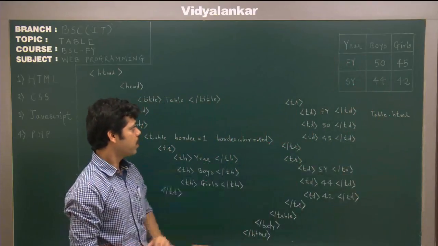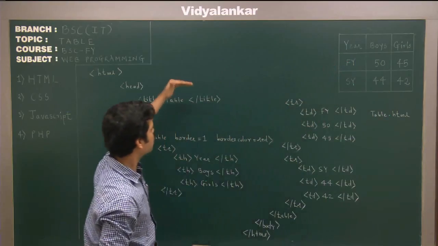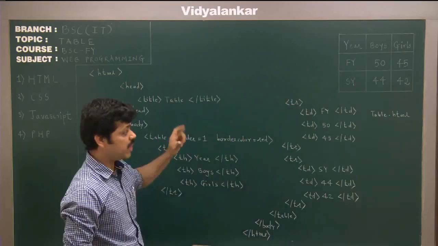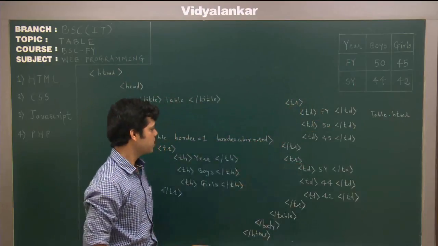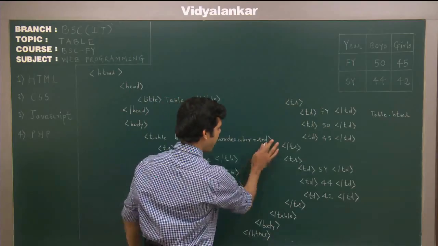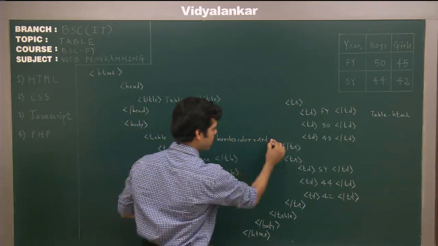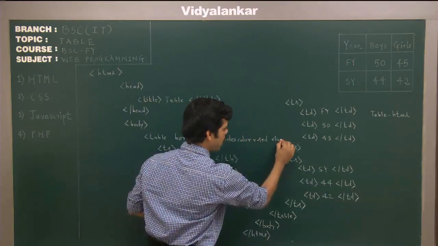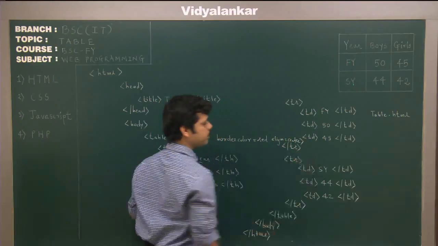One more thing, by default this table will get displayed in the top left corner. But if I want to display this table at the center of your web page, what you will do is add one more attribute inside this table tag, align. So align equal to center.